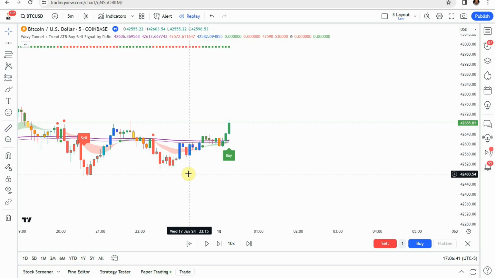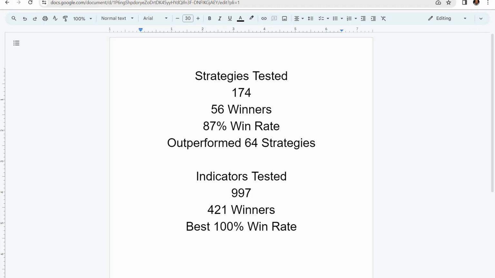Alright, as I said, today we will be testing a 5-minute crypto scalping strategy. Before we do though, I wanted to put the testing scoreboard up for everyone to see. So to date, we have tested a total of 174 different strategies, with 56 of them being winners. The best one so far was able to achieve an 87% win rate. That was achieved using the Academy of Forex indicator.